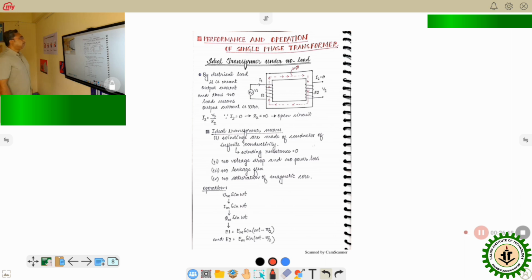Now, performance and operation of a single phase transformer. The heading is ideal transformer. What will happen if we choose an ideal transformer? Under no load, no load means the output is open, no output current is flowing, output current is zero.